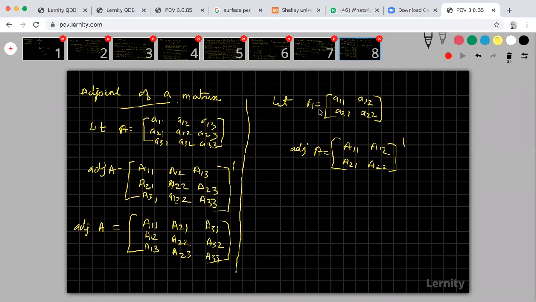But for 2 cross 2, we can directly write the adjoint of A without finding cofactors. That is a simple shortcut. You can write it directly without finding cofactors. How to write that, sir? Okay, so look at these two elements. You just interchange these two elements.